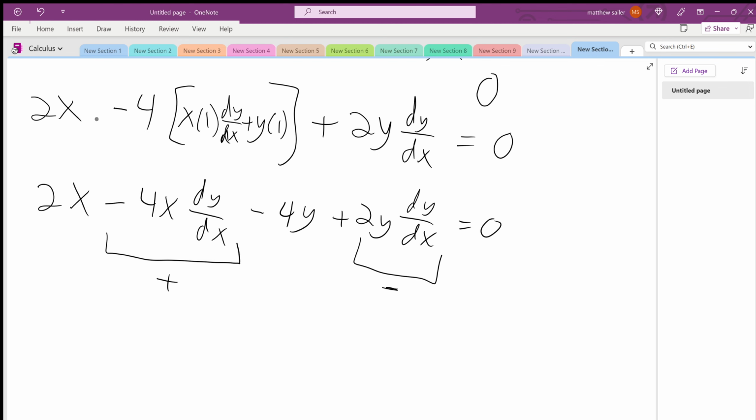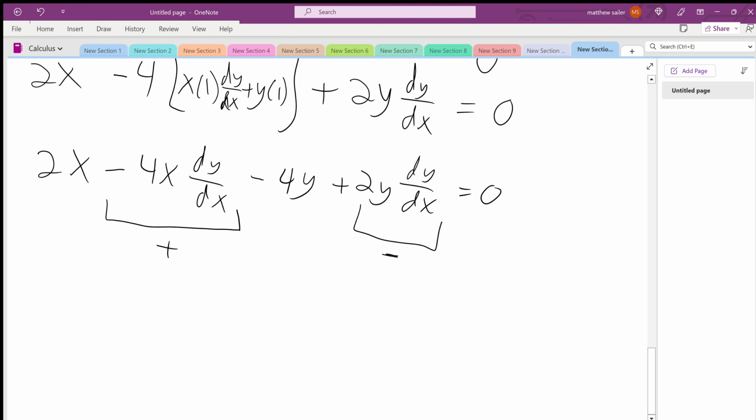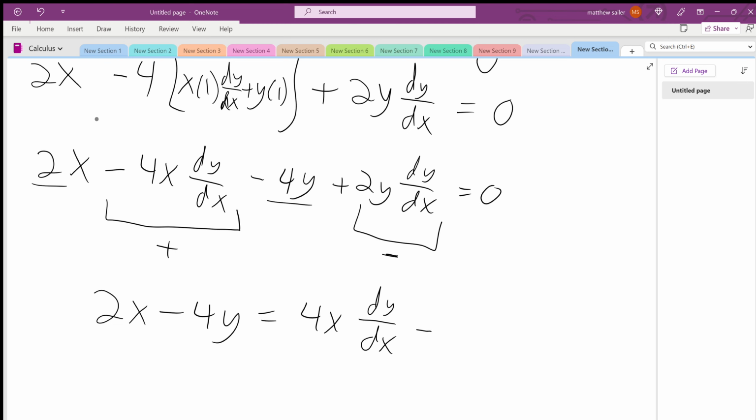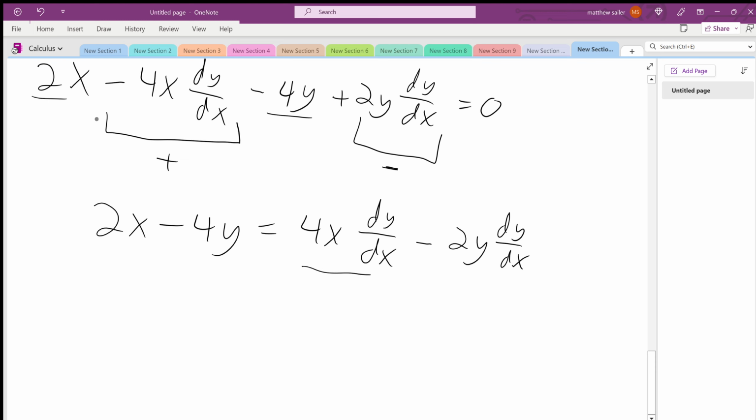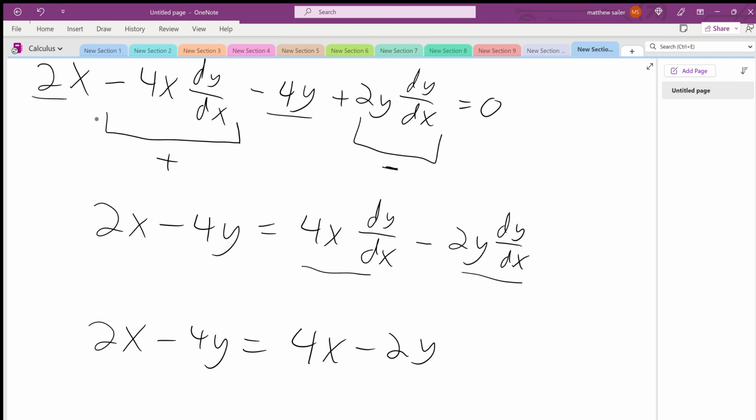So I'm going to add that and subtract that. On the left-hand side, we are left with 2x minus 4y, because we're left with these. On the right-hand side, we end up with 4x dy over dx minus 2y dy over dx. And now each of these terms on the right-hand side both have a dy over dx, so we can pull that out. We get the same thing on the left-hand side, and we are left with 4x minus 2y, all multiplied by dy over dx.